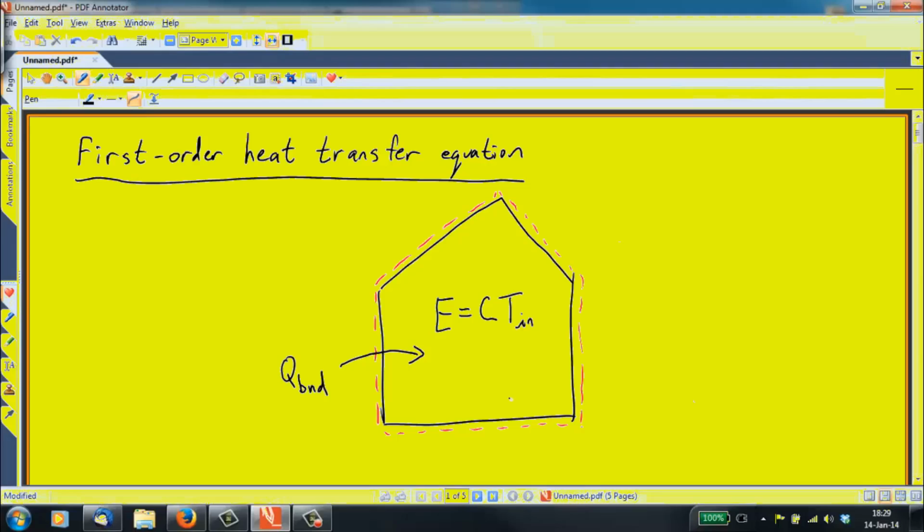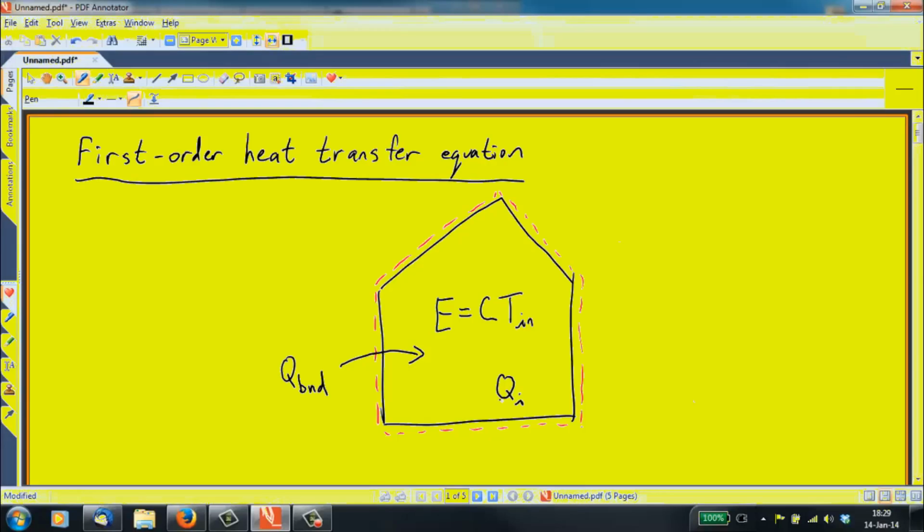The other way is that we can have, for example, a furnace on the inside of the house, and it generates a certain amount of heat, and we're going to call that QI, for interior. So we have heat being generated inside the house by the heater, by people, by pets, when you're cooking, all that sort of thing.